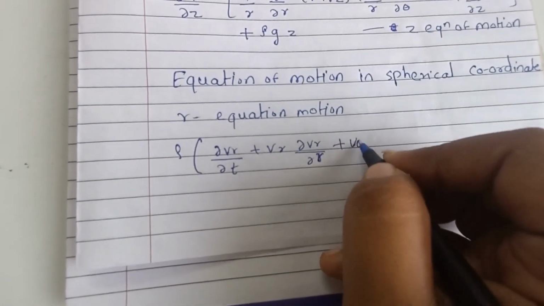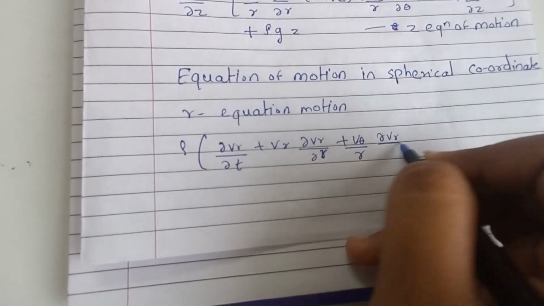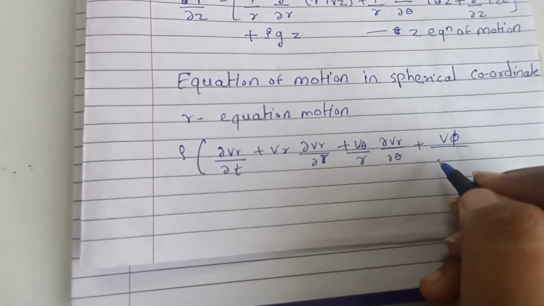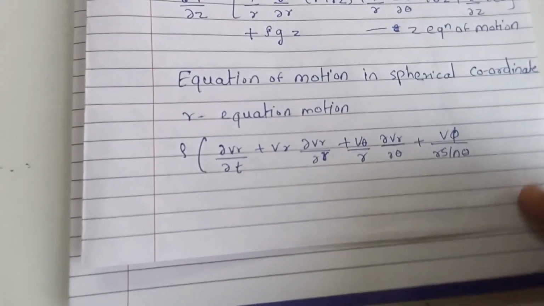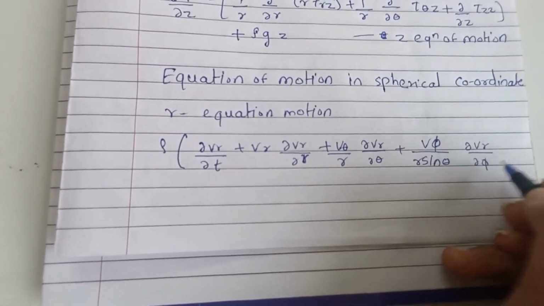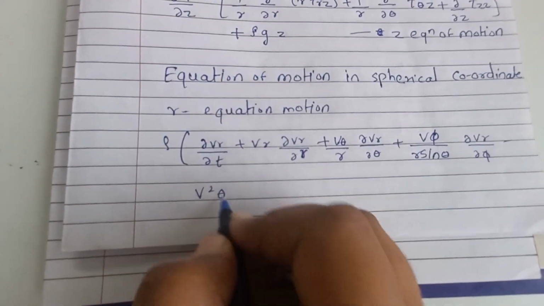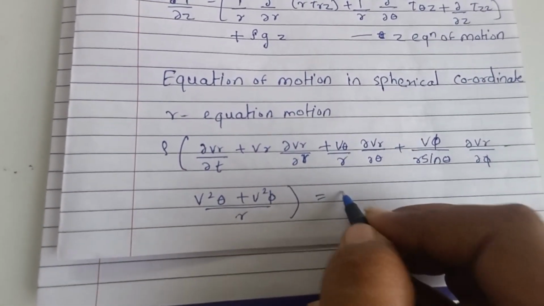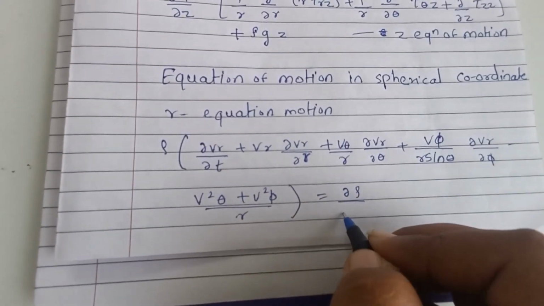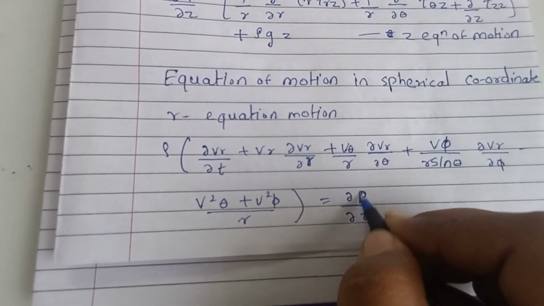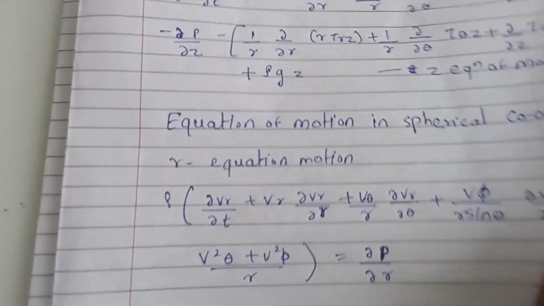So for the r equation of motion, rho into del Vr upon del t plus Vr into del Vr upon del r plus V theta upon r into del Vr upon del theta plus V phi upon r sin theta into del Vr upon del phi minus V square theta plus V square phi upon r is equal to del P upon del r. Del P upon del r is the pressure changing in the r direction, that is the r equation of motion.